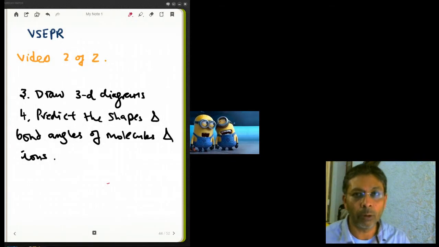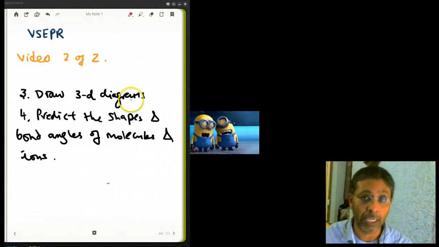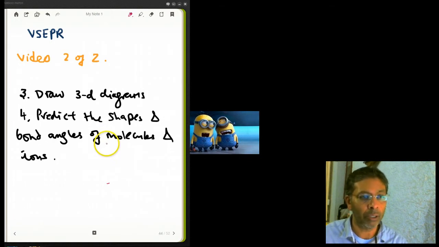Right, now what we're going to do is look at how to draw 3D diagrams and predict the shapes and bond angles of molecules and ions. The best way to do this is to look at some examples of molecules and ions and then just draw them and see what the process is. By doing several, you'll get the idea how to tackle these kinds of questions in an exam.